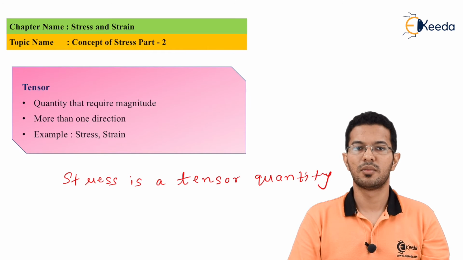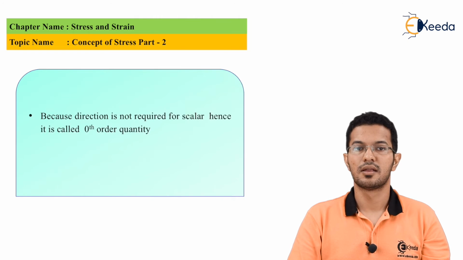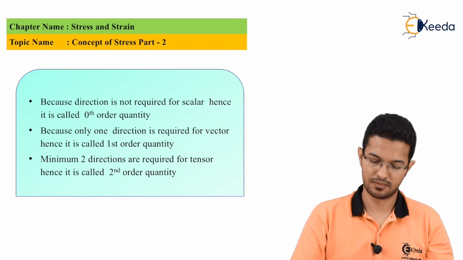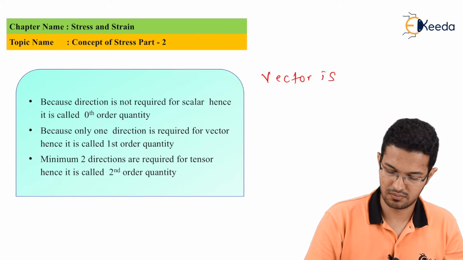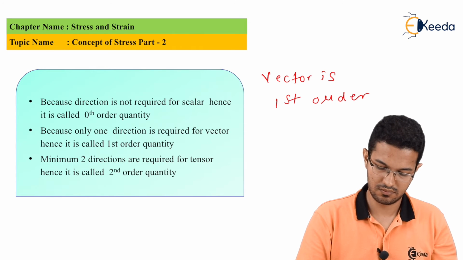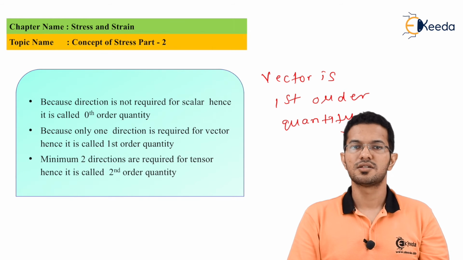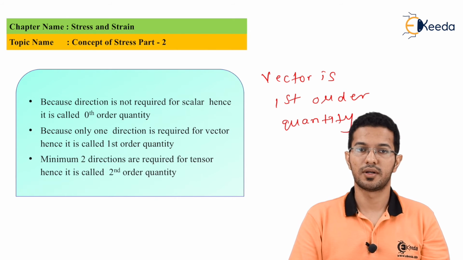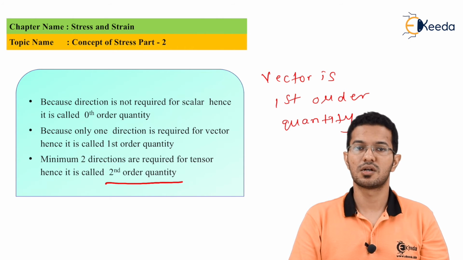And there is no requirement for any direction in a scalar. Therefore, it is known as a zero order quantity. There is a requirement of one direction in a vector quantity. Therefore, it is known as a first order quantity. And there is a requirement of two directions in a tensor. Hence, it is known as a second order quantity. So, stress is a tensor quantity of second order. And so far in this lecture we have learned about tensor and its order.